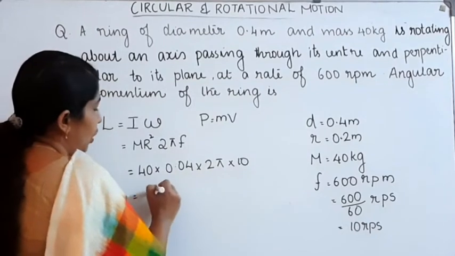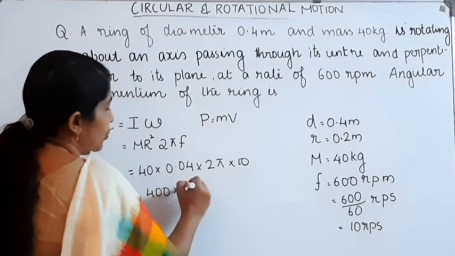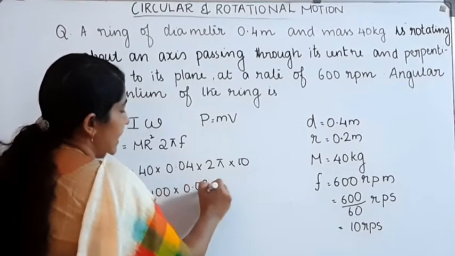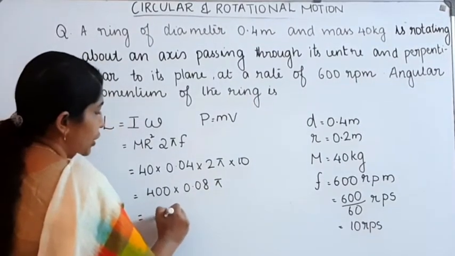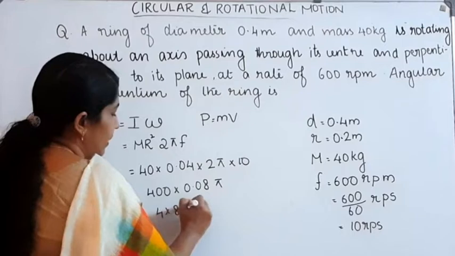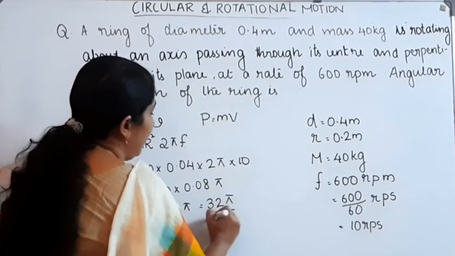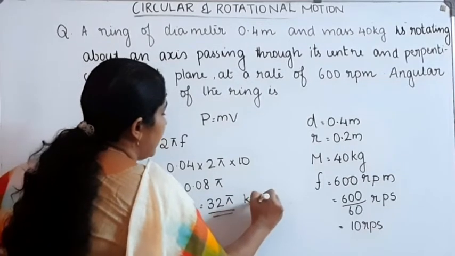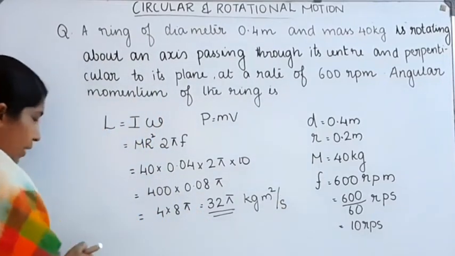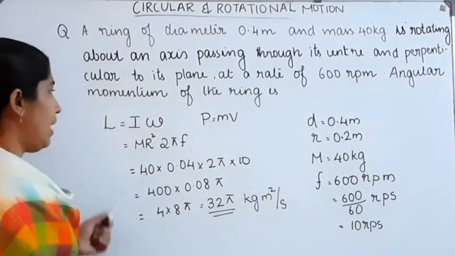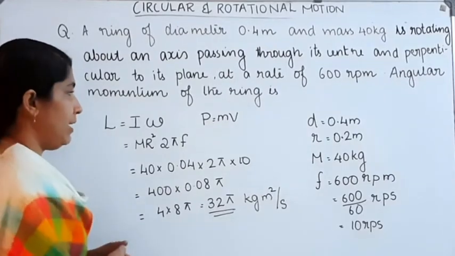That's equal to 40 into 0.04 into 2, which is 0.08 pi. That's equal to 4 into 8 pi, which is 32 pi kilogram meter square divided by second. This is the value of the angular momentum of the ring. Angular momentum is equal to 32 pi kilogram meter square divided by second.